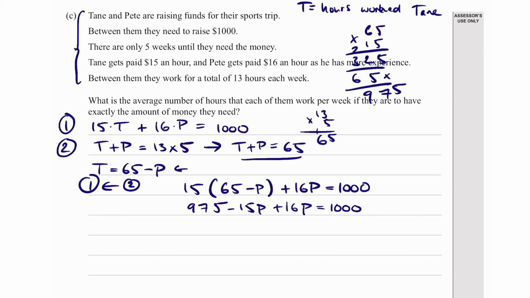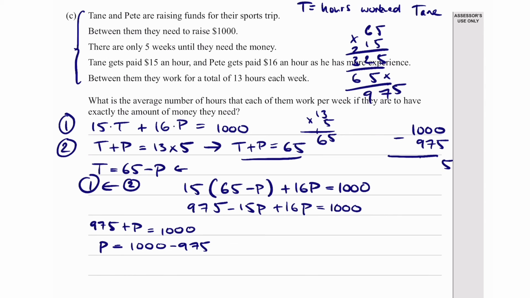Simplifying down further, what do we get? 975 plus P is equal to 1,000. P is equal to 1,000 minus 975. What is 1,000 minus 975? I believe it is 25, but let's do a check. 25. So Pete works 25 hours.